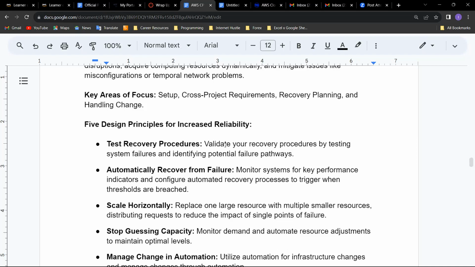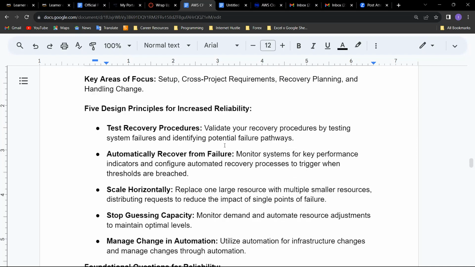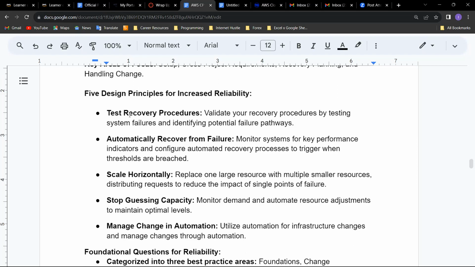So that is just about testing your recovery procedures, and then automatically recovering from failure. The scenario I gave also explains this point as well, right? So you monitor your systems for key performance indicators and then configure automated recovery processes to trigger when thresholds are breached, right? So, okay, I have 4 systems, right?